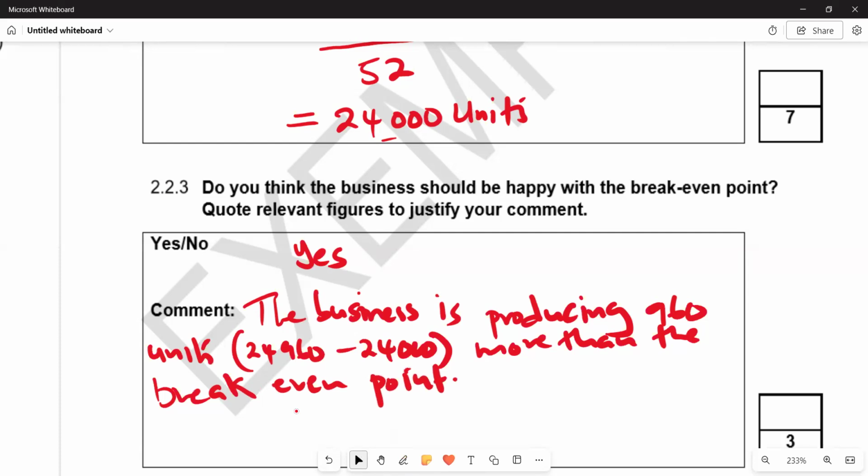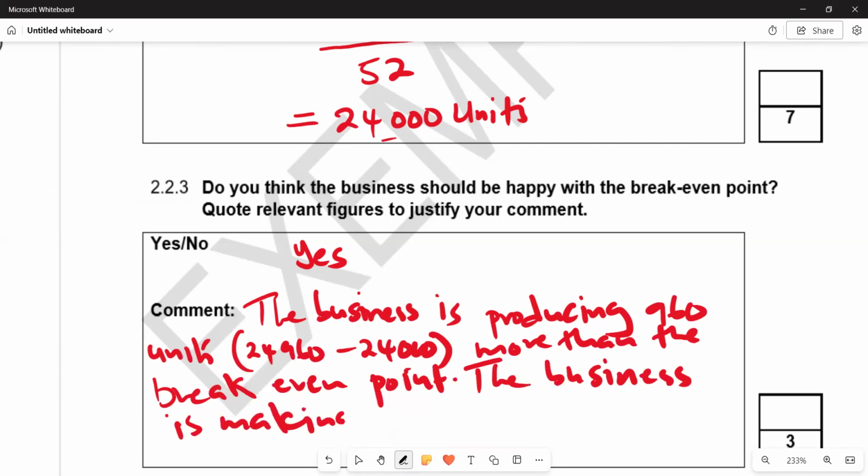If you want to explain it further, you can include that the business is making a profit on 960 units. Alternatively, you can put this statement: the business is making a profit on 960 units.